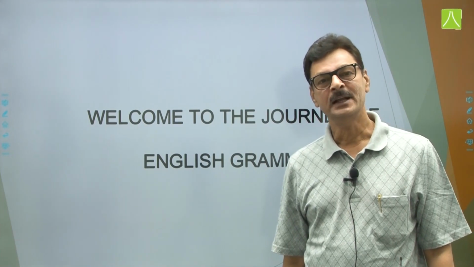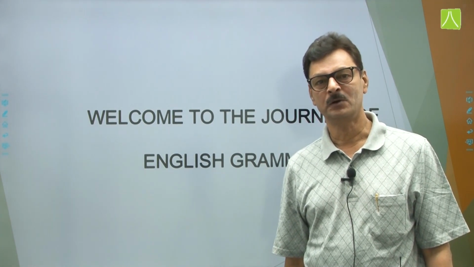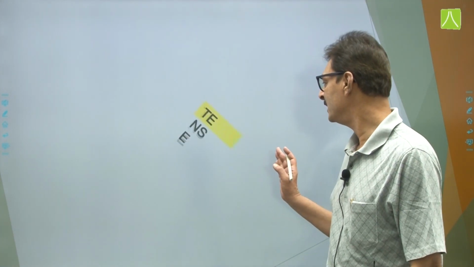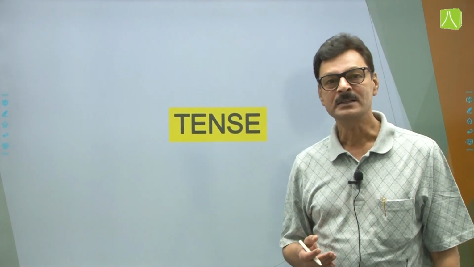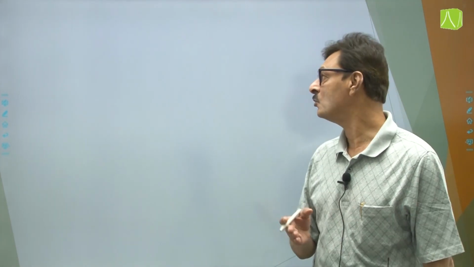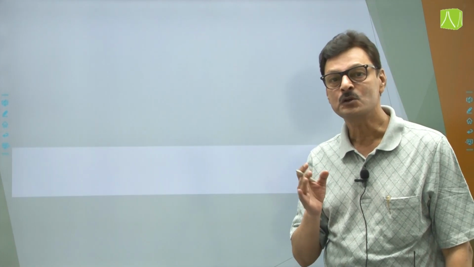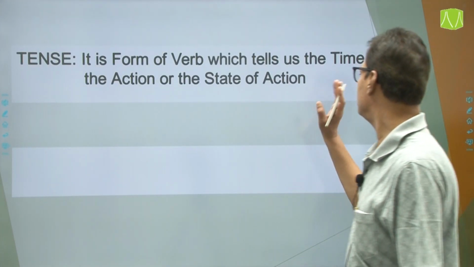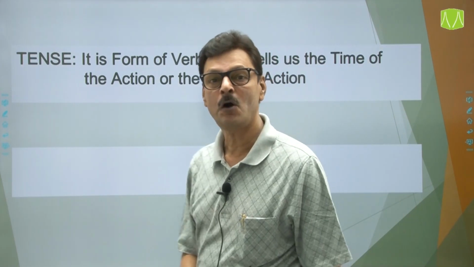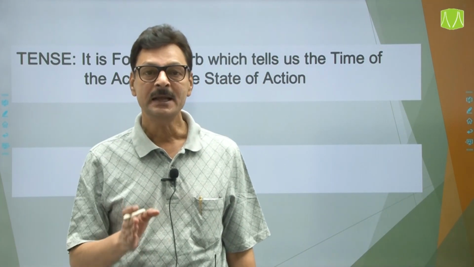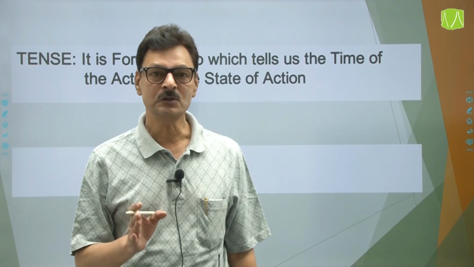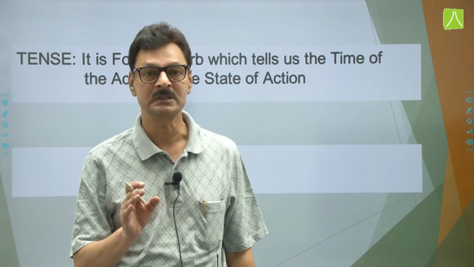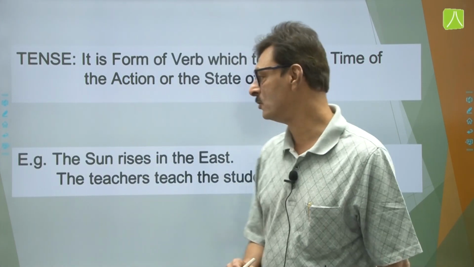हाँ friends, today we'll take up a very important topic और आज की topic है हमारी वो है tenses. Friends, what do you mean by the term tense? अगर कोई पूछता है tense को define करो, so how do you define tense? So tense is a form of verb which tells us the time of the action or the state of the action. एक तो समय भी बताता है and it also tells that the action happens. It shows the state of action also.